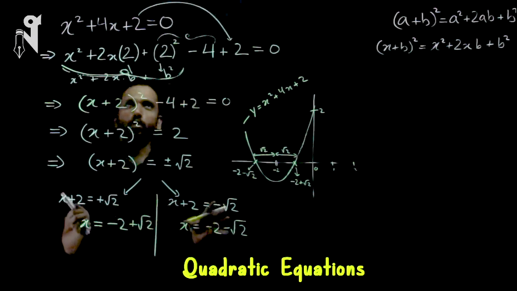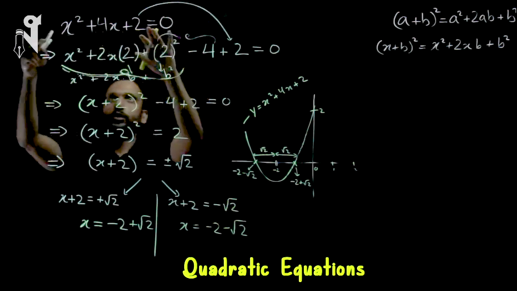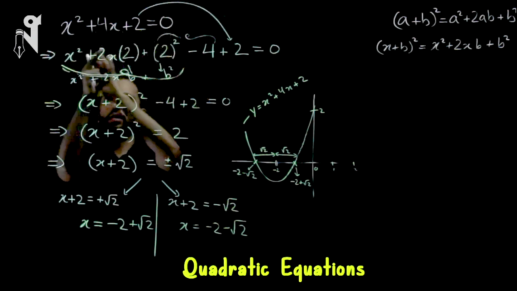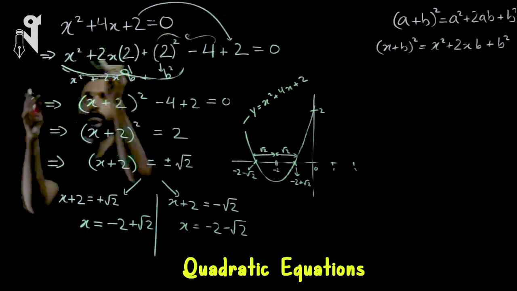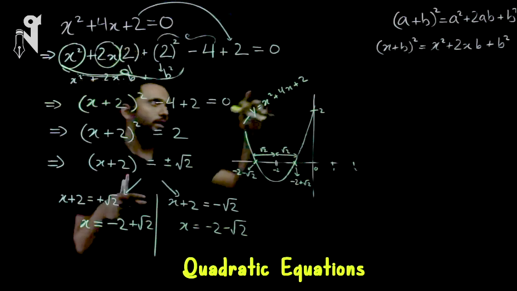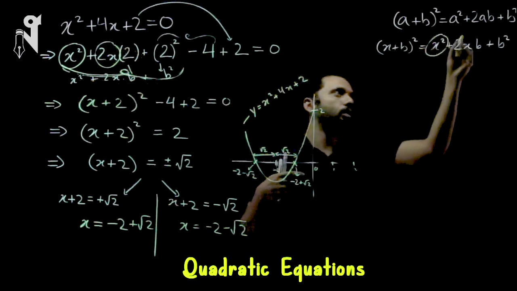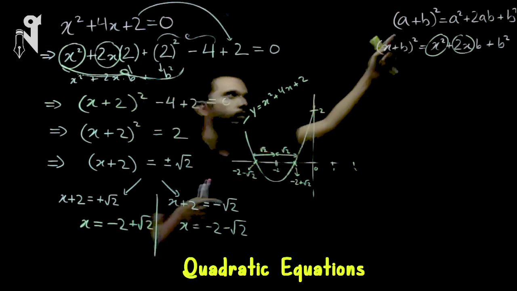So I hope you have understood what has to be done. I'll just repeat the steps. You had this as the question. You have to blindly, without thinking anything, write it as x square plus 2x first. This part and this part have to be written blindly because it has to fit in the formula of x square plus 2xb plus b square.